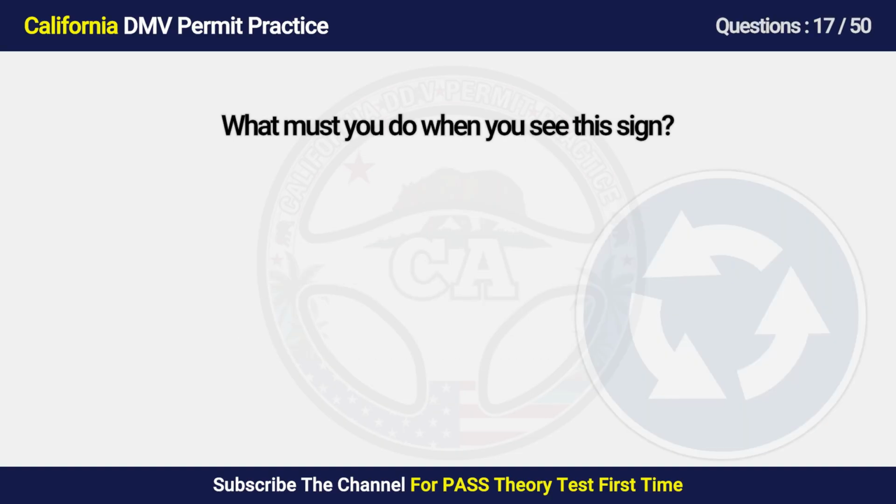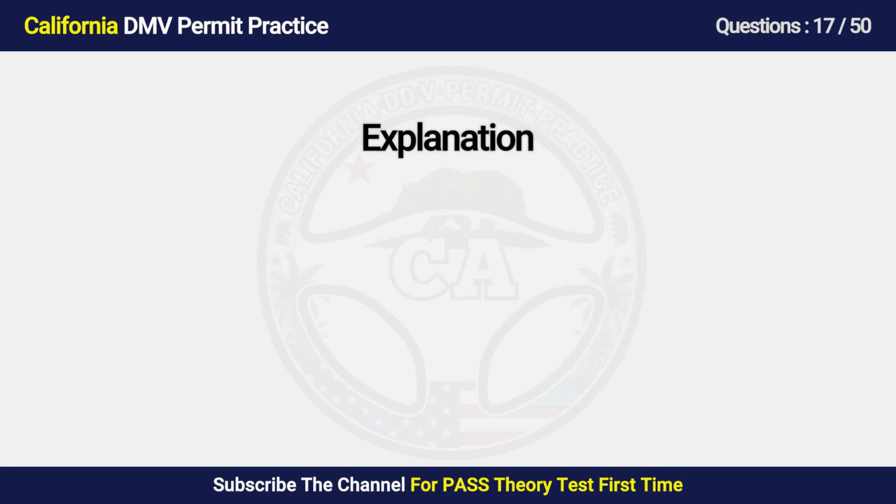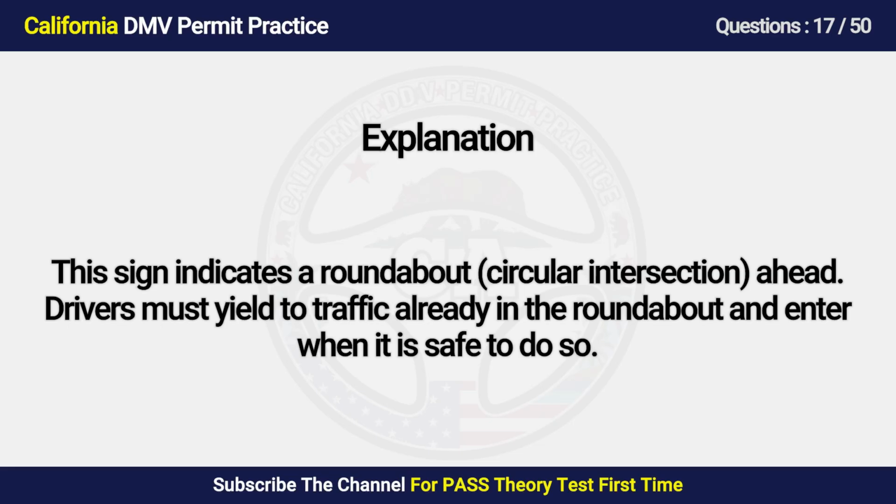Question 17. What must you do when you see this sign? A. Yield to all traffic. B. Enter a roundabout. C. Proceed straight. D. Stop and wait. Answer is B. Enter a roundabout. This sign indicates a roundabout, a circular intersection ahead. Drivers must yield to traffic already in the roundabout and enter when it is safe to do so.